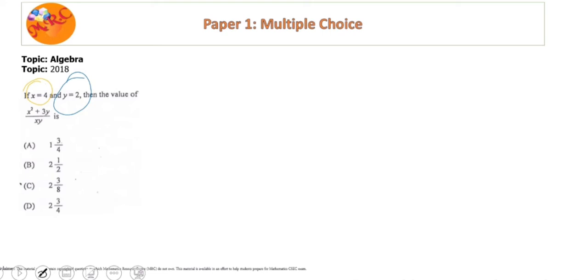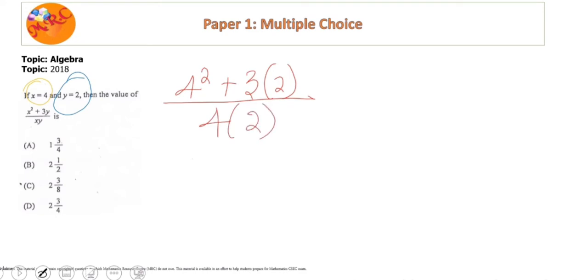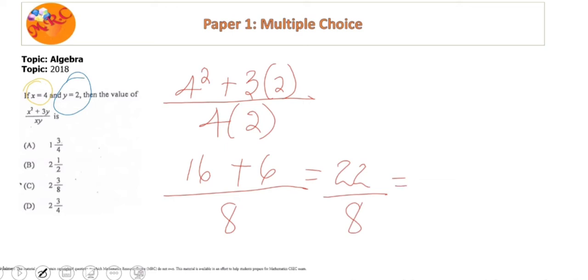So it says x squared, so that's going to be 4 squared plus 3. And what is the value of y? 2. So it's 3 times 2, divided by x times y, which is 4 times 2. So 4 squared is 16 plus 3 times 2, which is 6, divided by 4 times 2, which is 8. And this gives me 22 divided by 8, which can be simplified as 11 divided by 4.